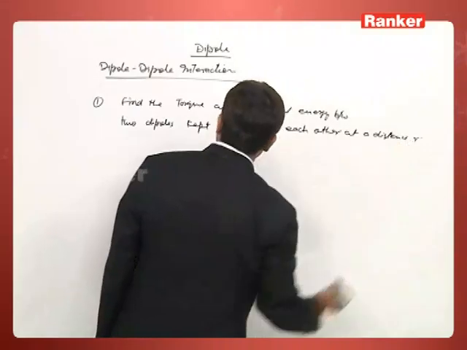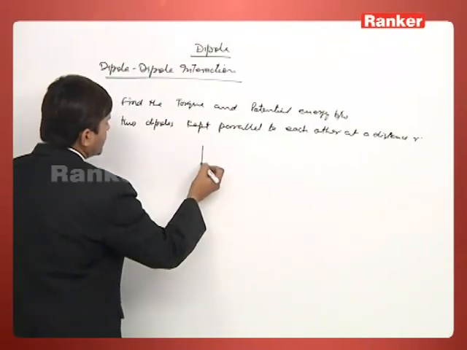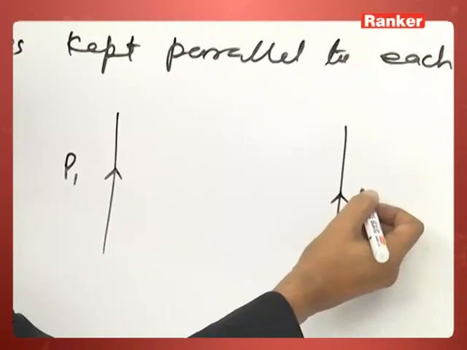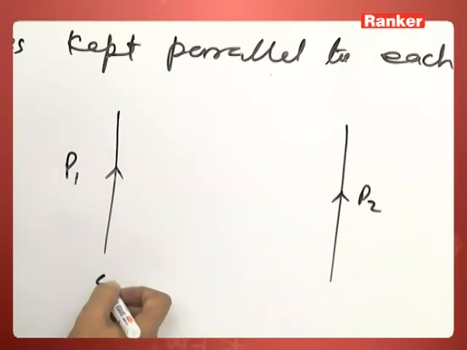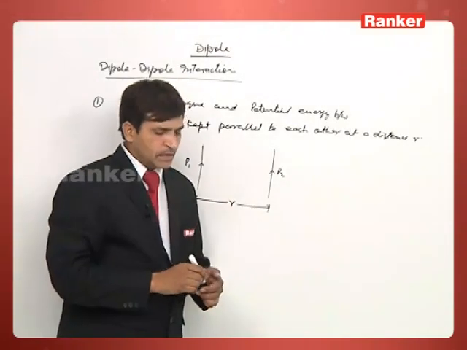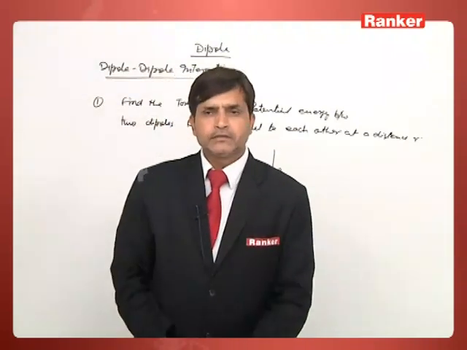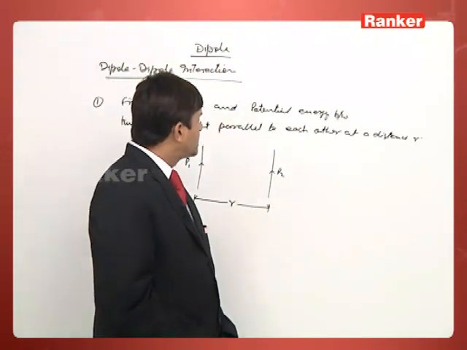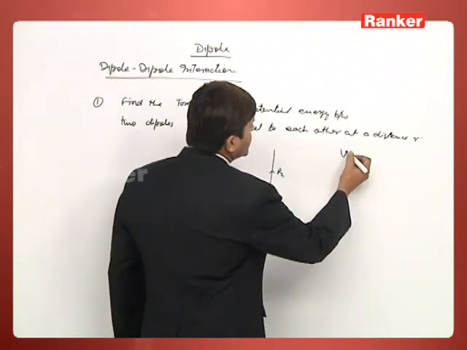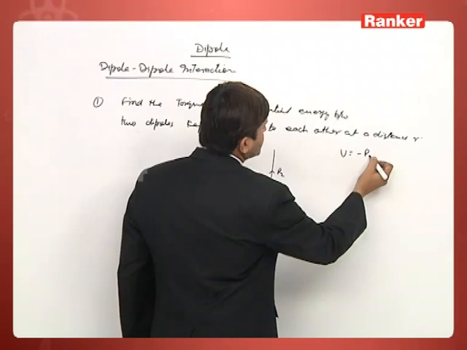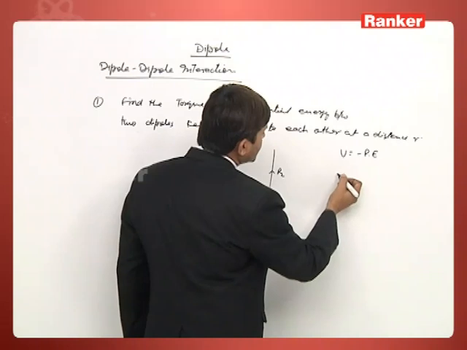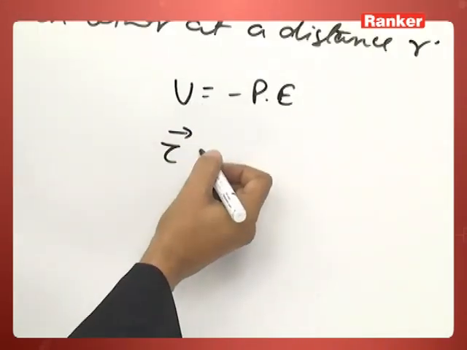r. It means we are having two dipole moments, P1 and P2, and the gap between the dipoles is r. Whenever we have to find the dipole-dipole interaction, we will use the basic definition first of the potential energy relation, that is minus P dot E, and from here the torque relation we can get.